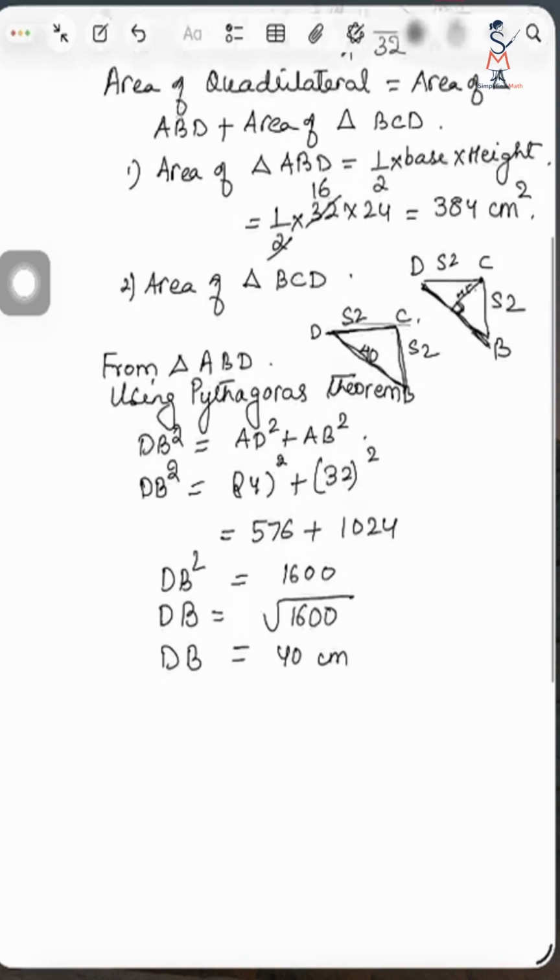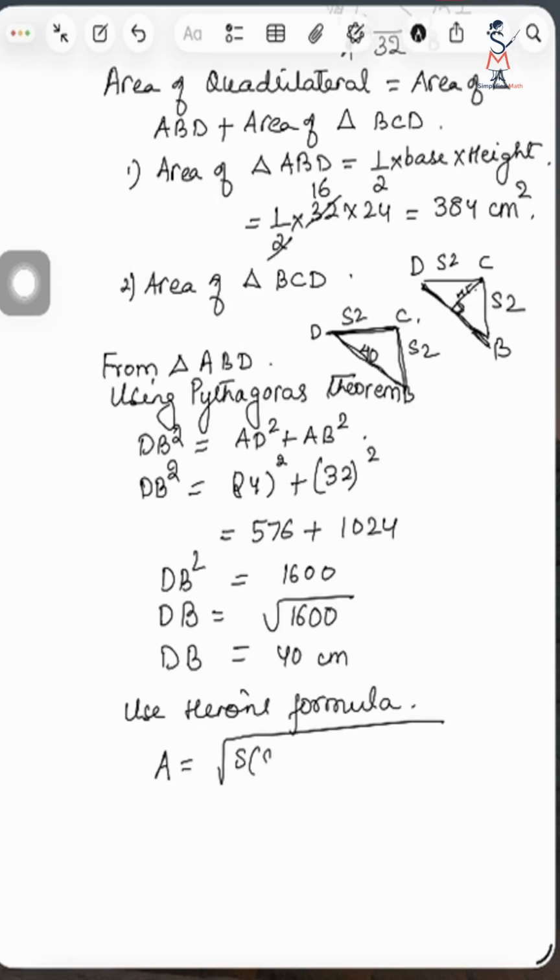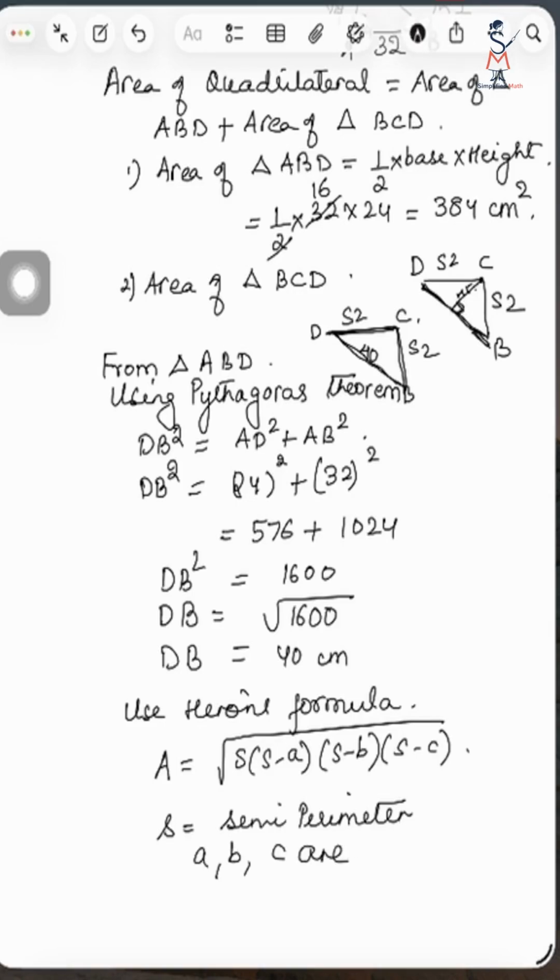Now what will we use? We will use Heron's formula. What is Heron's formula? It is to find the area when the sides are different. We can use it even in an isosceles triangle. This formula is the square root of S into S minus A, S minus B, S minus C. What is S? S is the semi-perimeter of the triangle, and A, B, C are the sides.